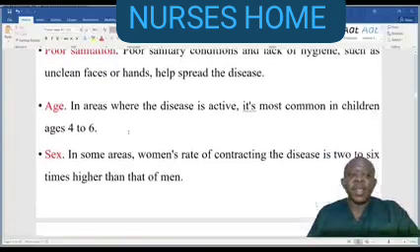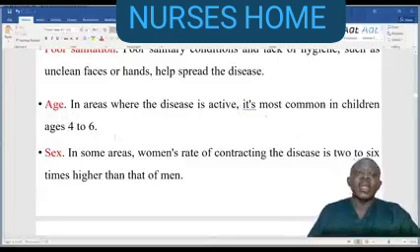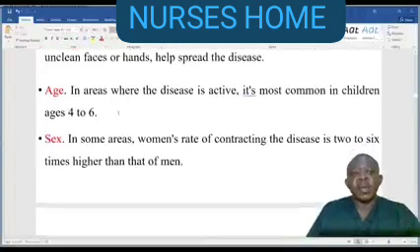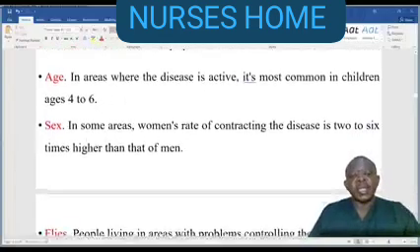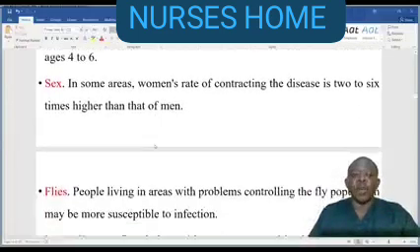Then the other predisposition to trachoma is age. In areas where the disease is active, it's most common in children, that is ages 4 to 6. Then the other predisposition is sex. In some areas, the rate of women contracting the disease is 2 to 6 times higher than that of men.